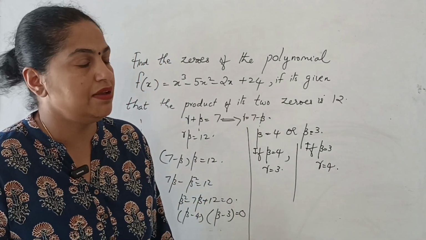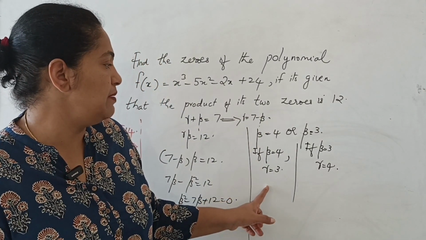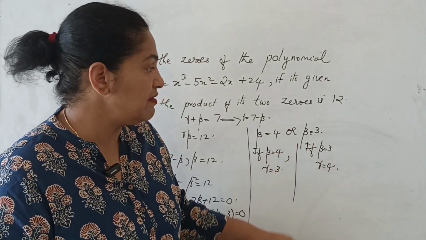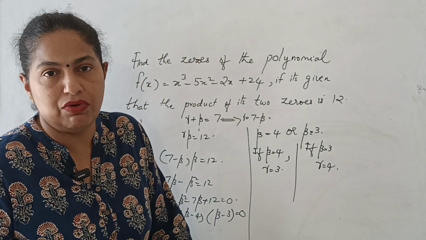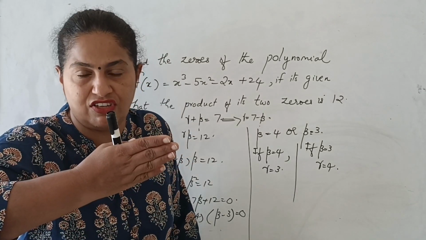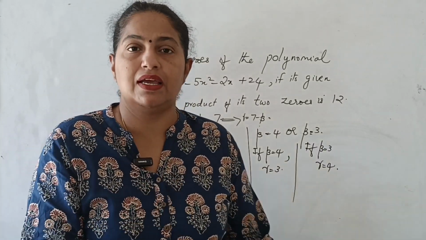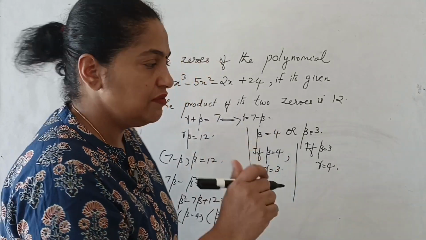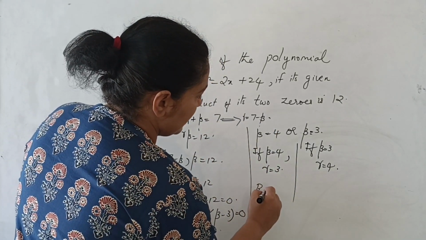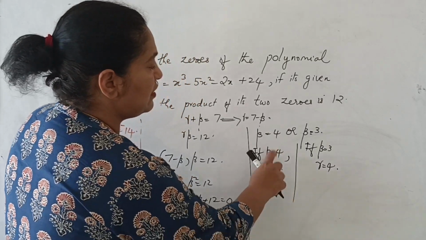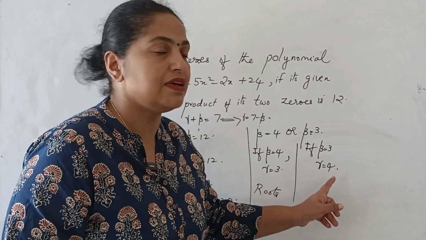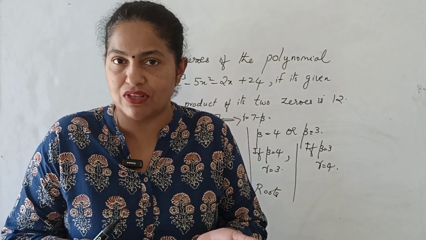Now what happens when beta is equal to 4? My gamma becomes 3 because beta into gamma was 12. In this case, beta is equal to 3 means gamma is equal to 4. Actually, the values are interchanged. You need to understand that beta and gamma are just variables we use for the roots, which basically means there are 3 roots. Out of that, one root is 4 means other root is 3, or one root is 3 means other root is 4. So, the values are valid.